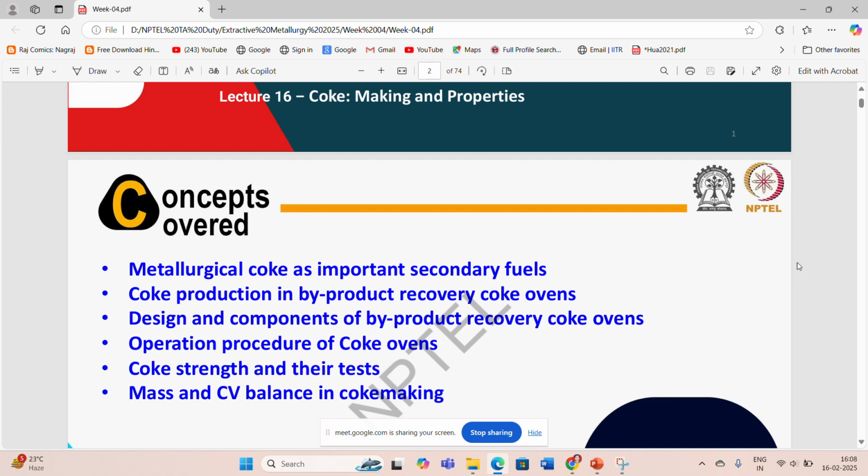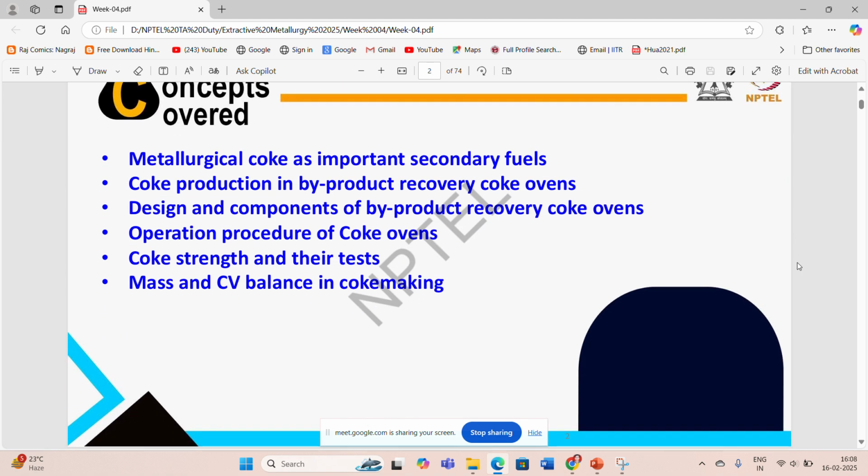In the previous week lectures, we learned about the different types of fuels and how they behave, like GCV values and calorific values of those fuels, calculated by Dulong's formula, and how to analyze the physical and chemical properties of coal or any fuel source by using proximate analysis and ultimate analysis.